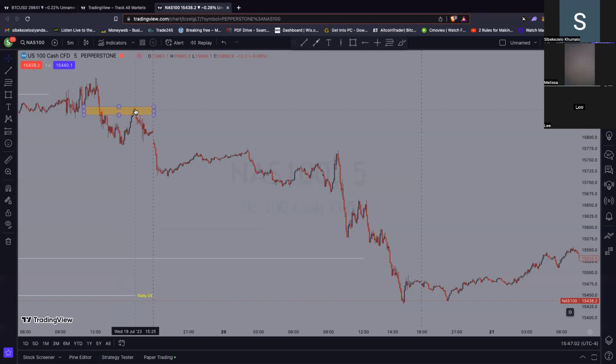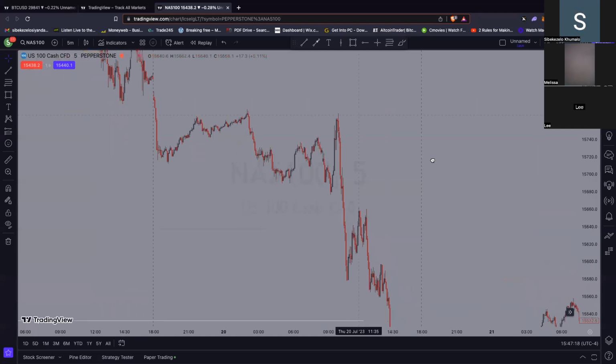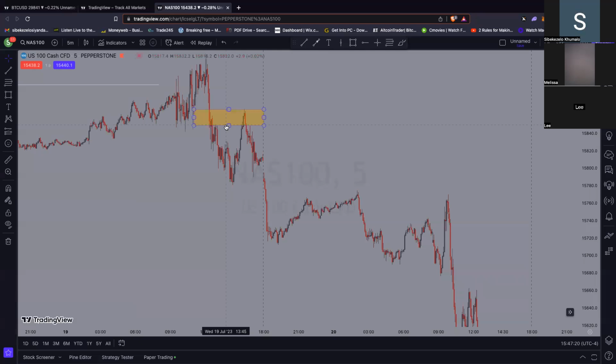So okay, yeah, it was a New York PM session trade. And look at this fair value gap right there on 5 minutes. We go to a smaller time frame to take a trade because we want to minimize losses. This was the actual fair value gap that you enter this trade on, right here on 5 minutes. There we go, bam.